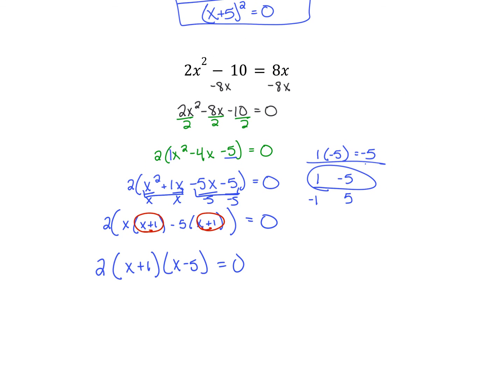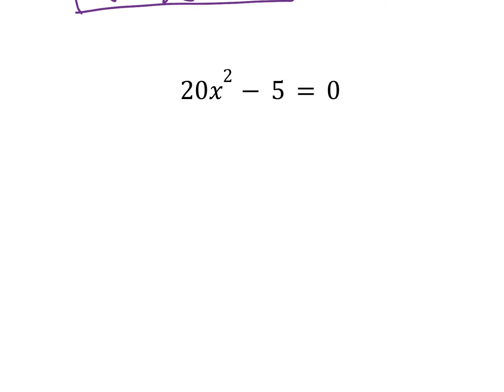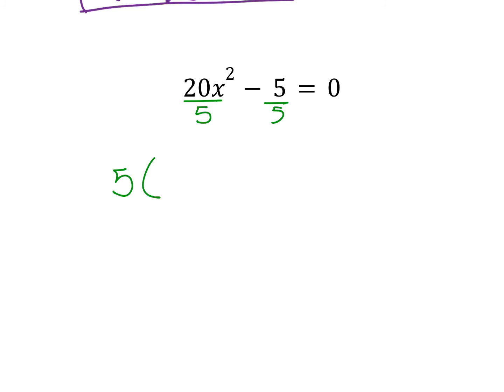Okay, so that one was a little bit trickier because it was a greatest common factor and a trinomial. Don't let that get you confused. And those parentheses can be tricky. And let's go ahead into our last one together. It's already in standard form, so let's go ahead and see if there's a GCF between 20x squared and negative 5. I know that they both have a 5 in common, so let's divide by 5 so that we can factor it out. 20x squared divided by 5 will be 4x squared, and negative 5 divided by 5 will give me negative 1.